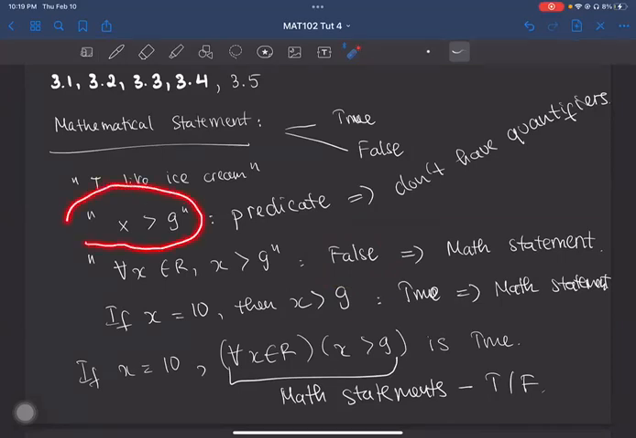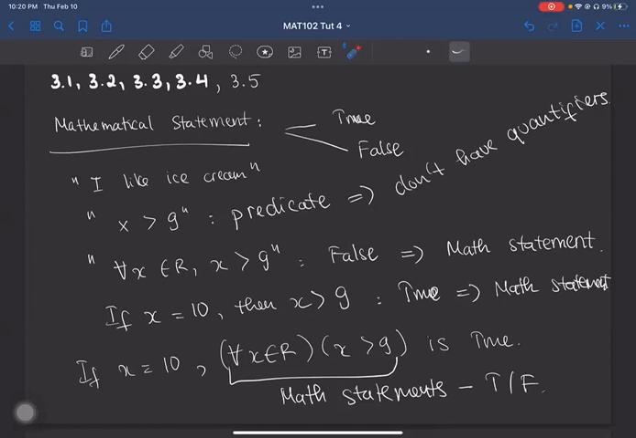For a sentence like "x is greater than 9," we call it a predicate. A predicate is a sentence that can possibly turn into a math statement by assigning a value to it. For example, if x equals 10, then x is greater than 9. We can assign a value to the variable x to make it become a math statement. Or we can use the quantifier "for every x in R" or the quantifier "there exists." So a predicate can be turned into a math statement by using quantifiers or assigning a specific value.